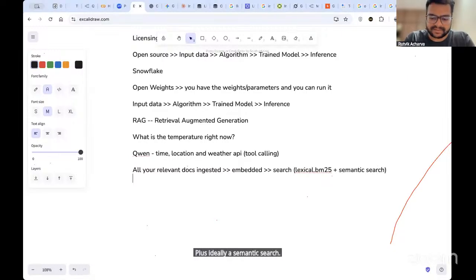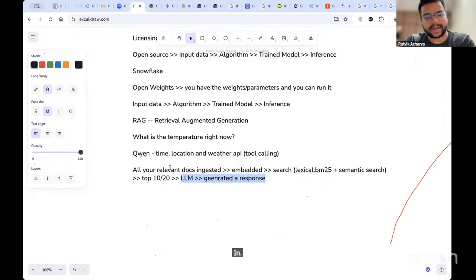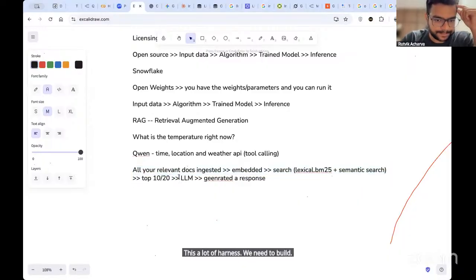Once this happens, whatever the top N, let's say top 10, top 20, will get passed to the LLM, and the LLM will generate a response. So now, if you would have observed, the LLM is the last stage. In order to create a RAG, there's a lot of harness we need to build around it. You need to have all of your docs. There's a lot of pre-processing you would want to do on those docs, get it embedded, then put in a search, test it, and then pass the relevant stuff to an LLM.